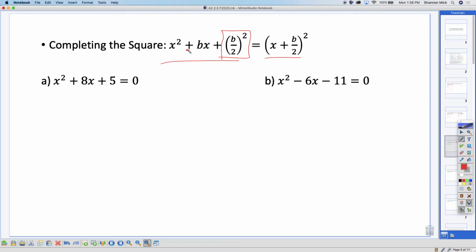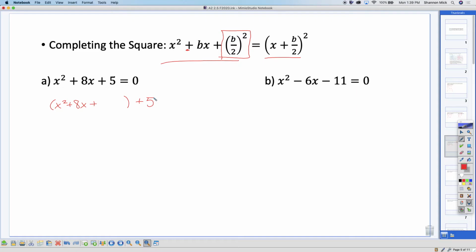The first thing you do is you kick out your constant. Kick it out. So you have x squared plus 8x plus, because we're going to square it, so is it ever going to be negative? No. Plus 5. Now, the only way I can add something to an equation without changing the equation is I have to also do what? Do the same thing to the other side.